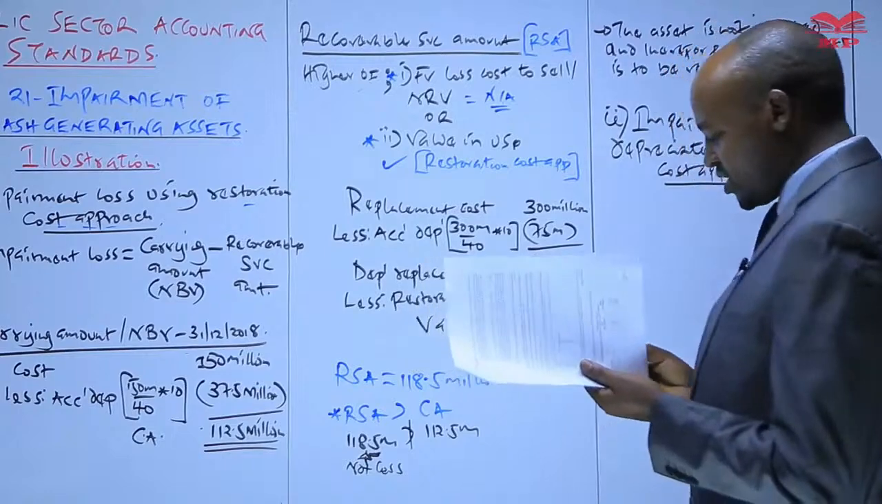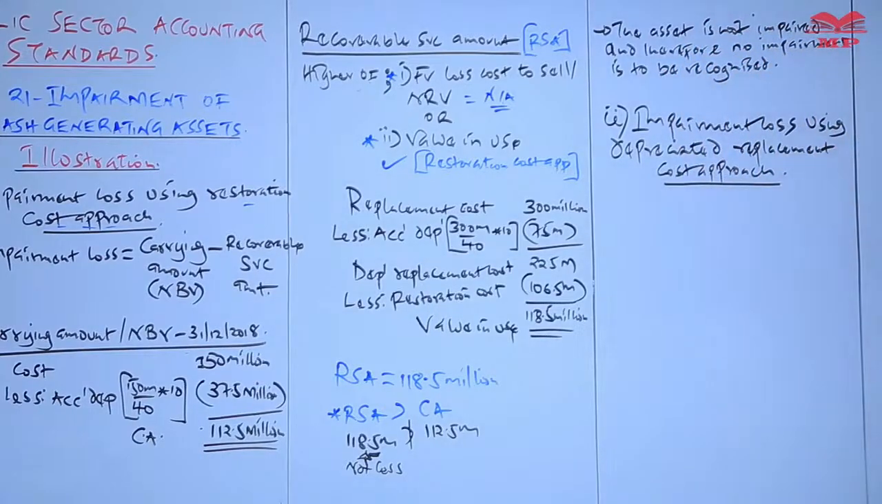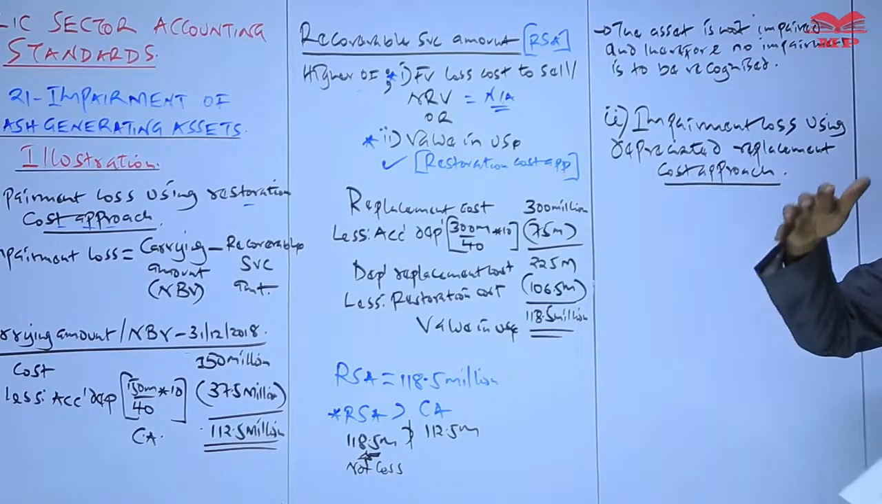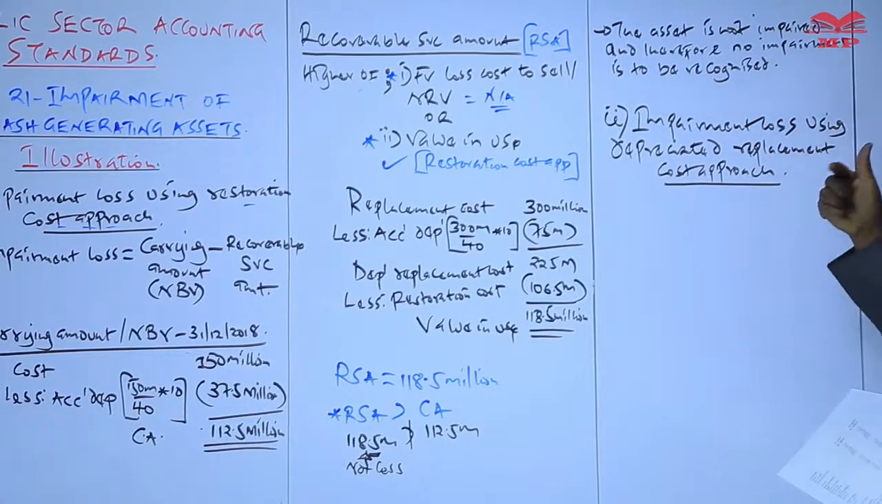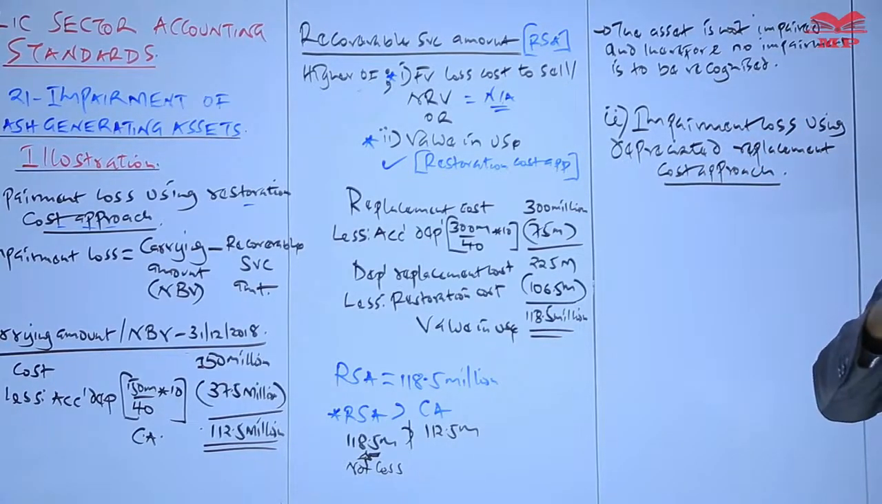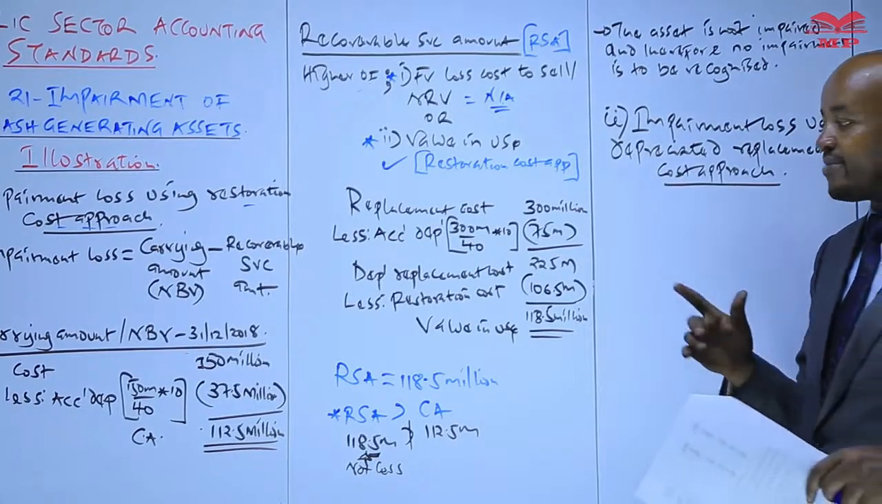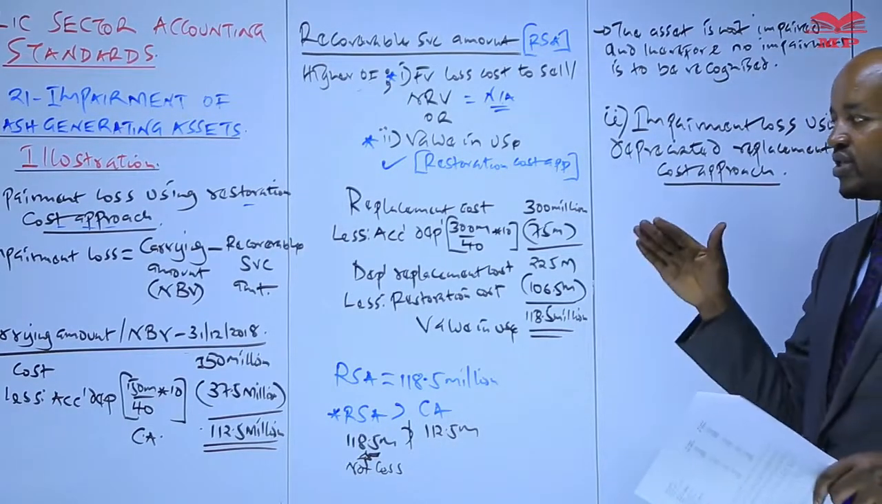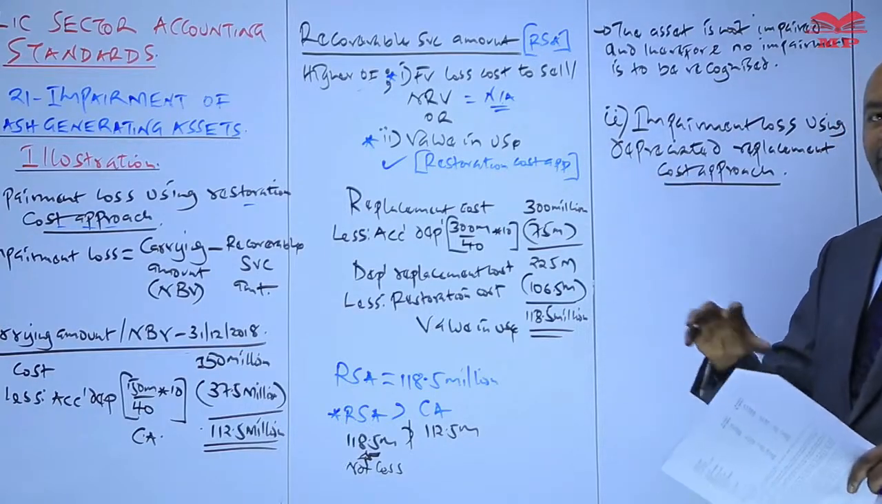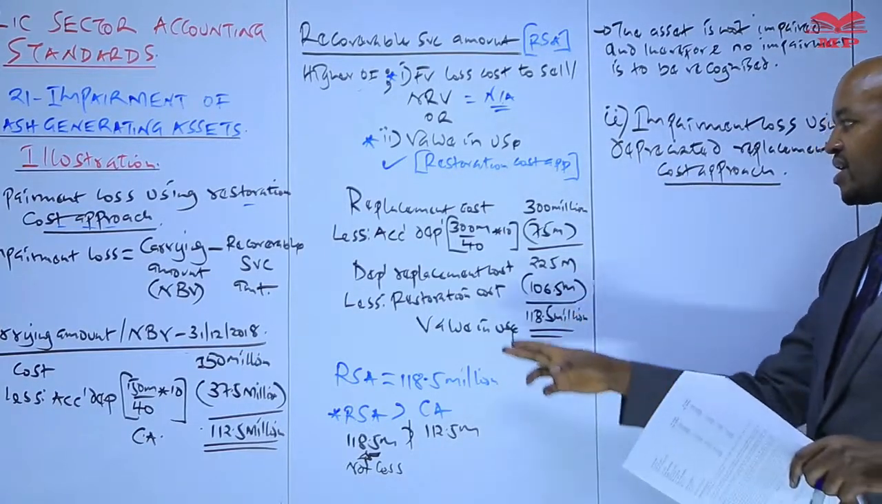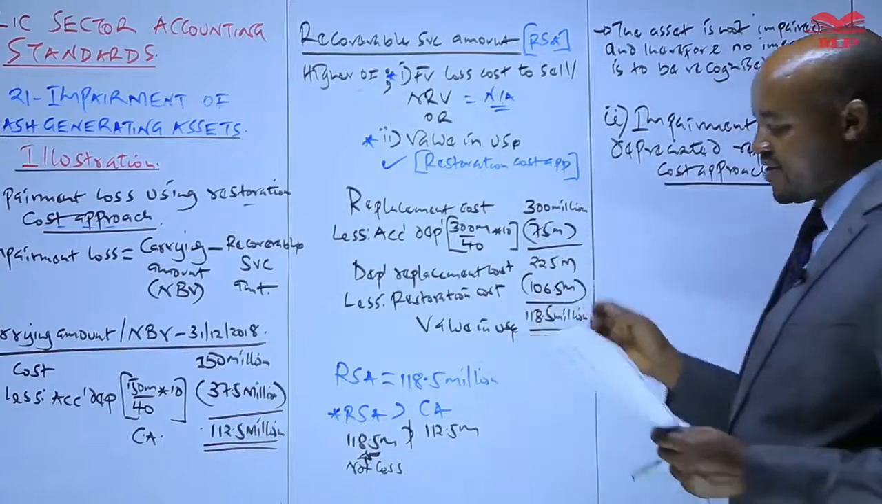And it is also important for you to recall that the difference between these three methods, what we have done here, the restoration cost approach, the depreciated replacement cost approach, and the service unit approach, is purely how we determine the value in use. How we determine the carrying amount and the net realizable value, the approach is the same. The difference comes in when determining the value in use.